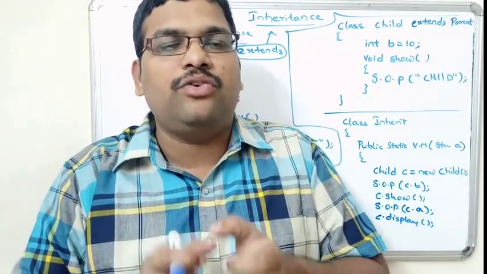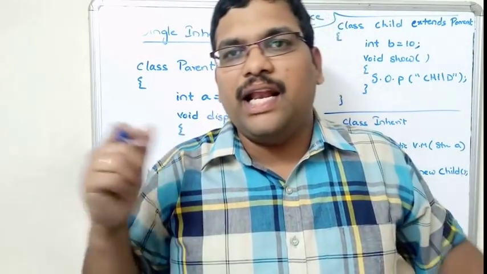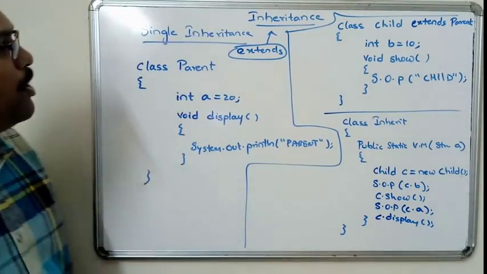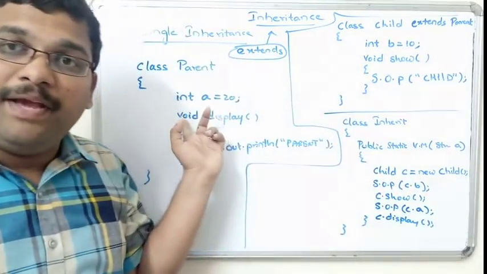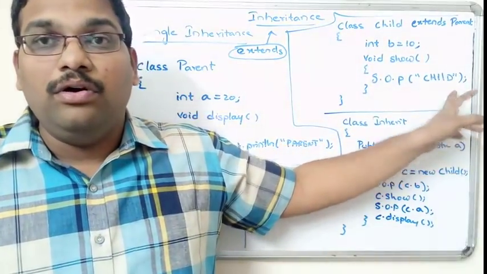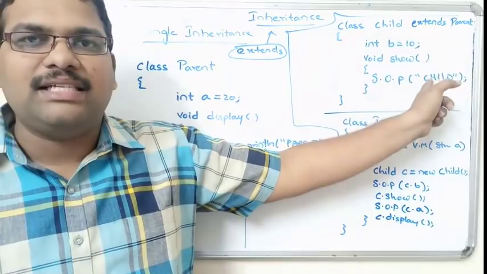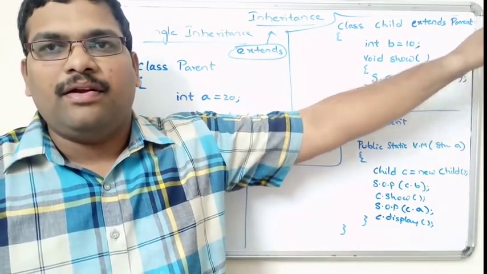It is sufficient to access both the variables and methods of both the child class and parent class, right? So hope you understood the single inheritance. This is called a single inheritance. That means only one parent and one child. So one base class and one derived class. So derived class extends base class, right?